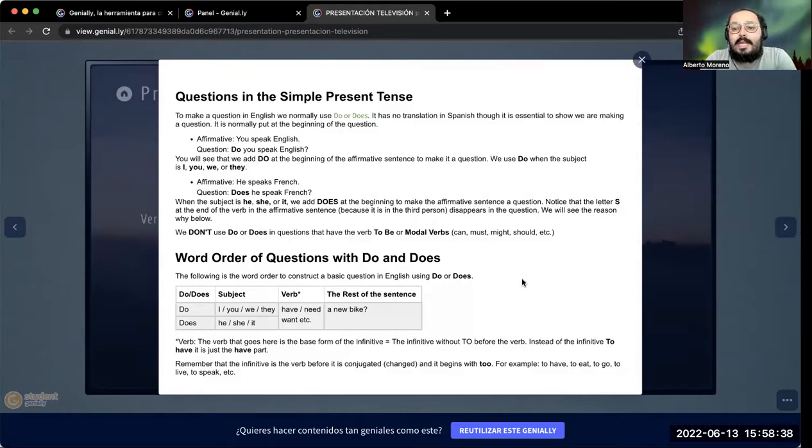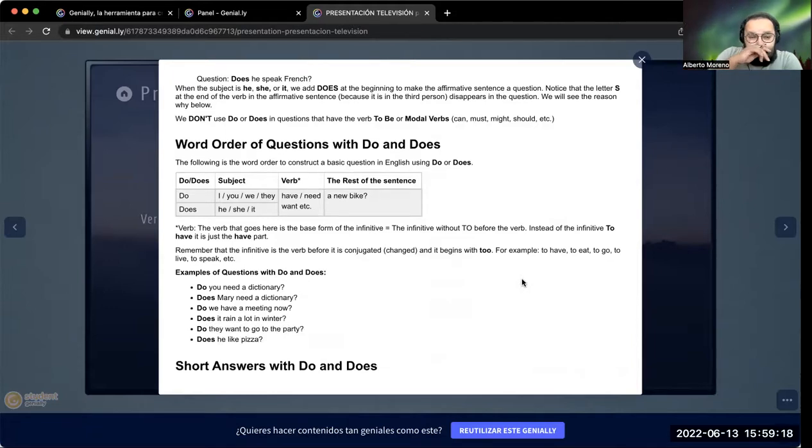So you will see that we add do at the beginning of the affirmative sentence to make questions, and it's the same rule. We use do when the subject is I, you, we, or they. When we have he, she, or it, we use does. For example, he speaks French. Does he speak French? Notice that the letter S at the end of speaks in the affirmative sentence disappears in the question. So we don't use speaks, we use speak.